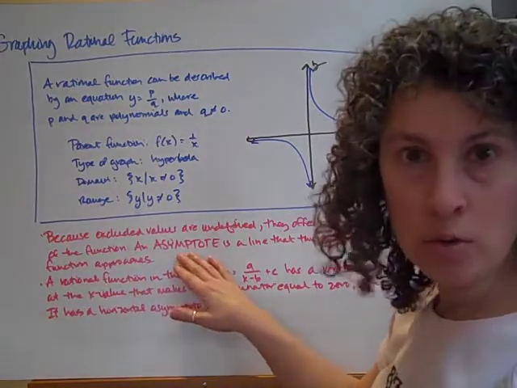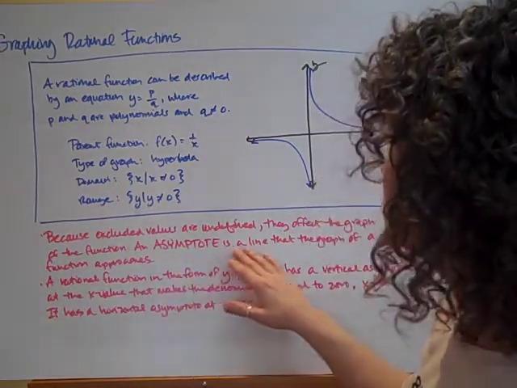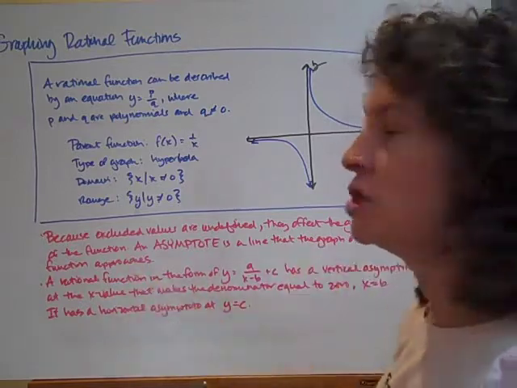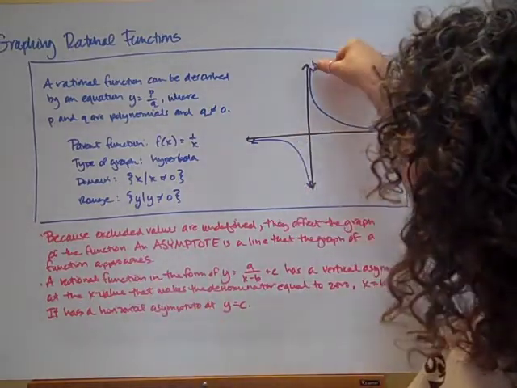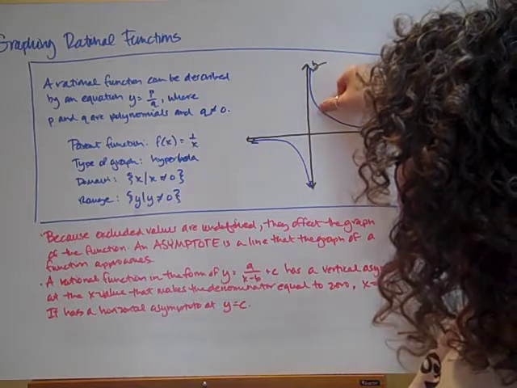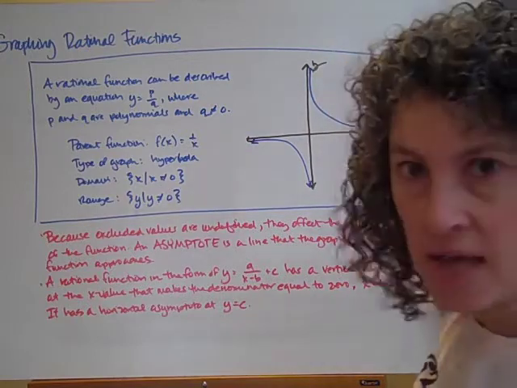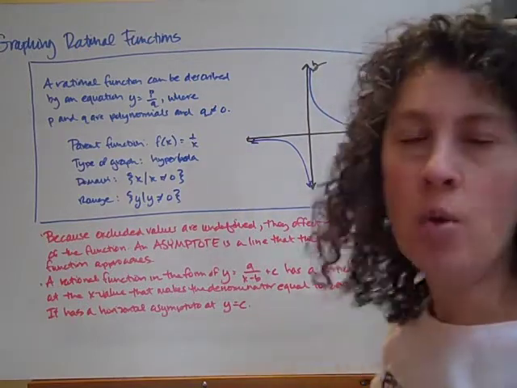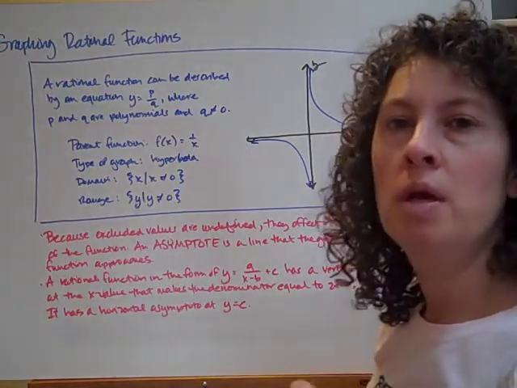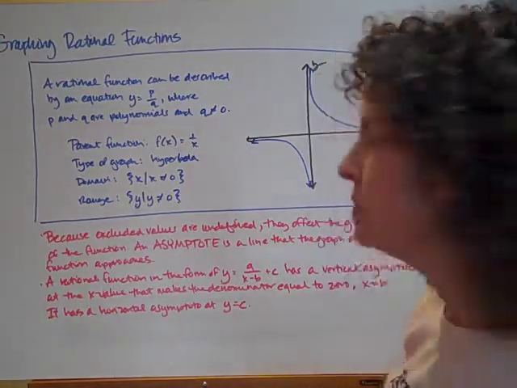An asymptote, here's a new word for you. An asymptote is a line that the graph of a function approaches. So you'll notice, if we think of this like a water slide, this line approaches the x-axis, but it never actually gets quite near it. And we talked about this a little bit when we were graphing our inverse variations.